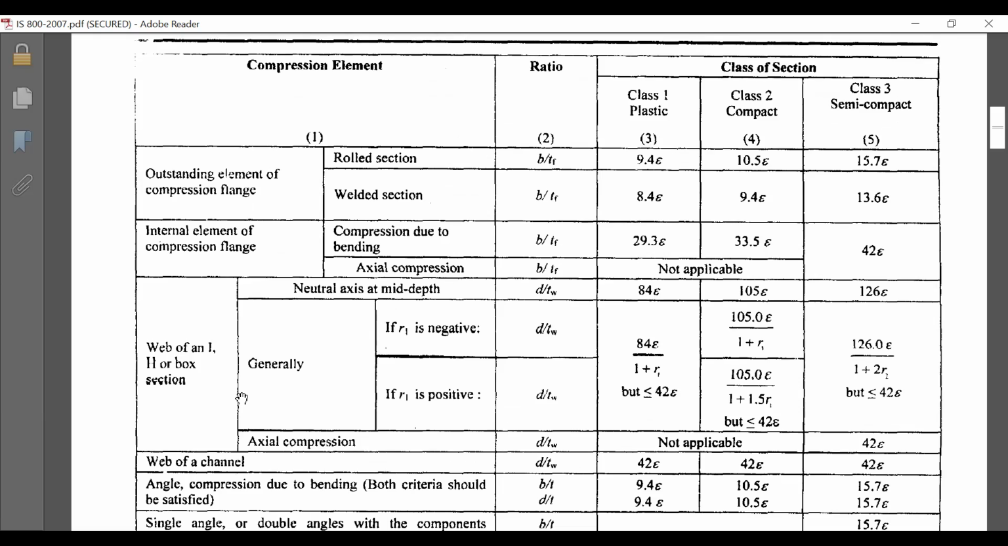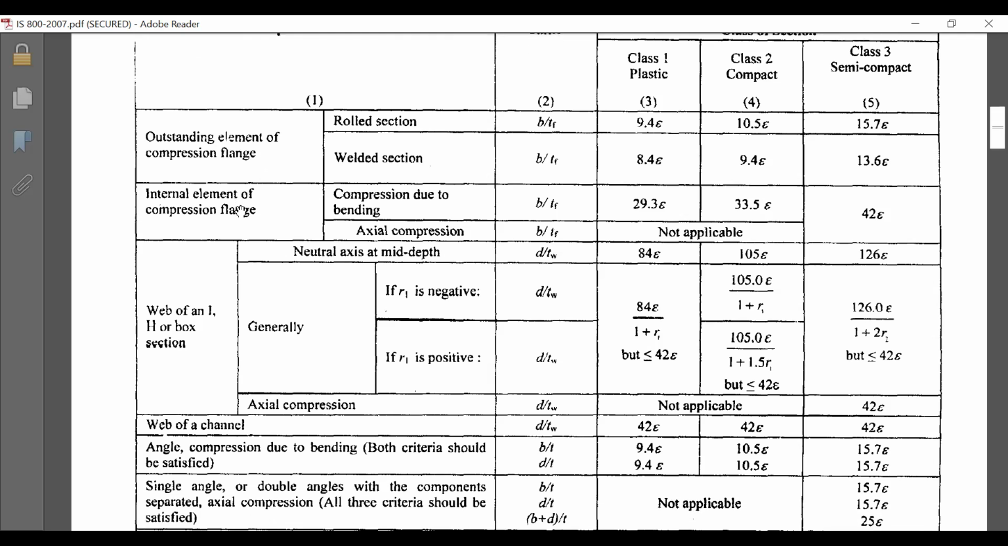Now, this is B by TF. You also have to find out another condition, which is the web of the I section. Here you can see the outstanding element of the compression flange. So the B by TF value we are finding represents the flange, and you also have to find out the D by TW value, which is for the web. Remember, D by TW represents the web, that is, the depth by thickness of the web.